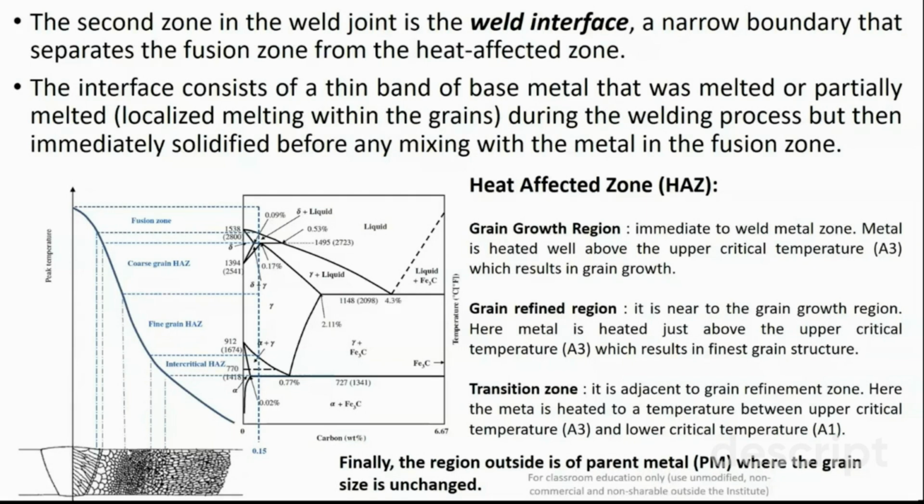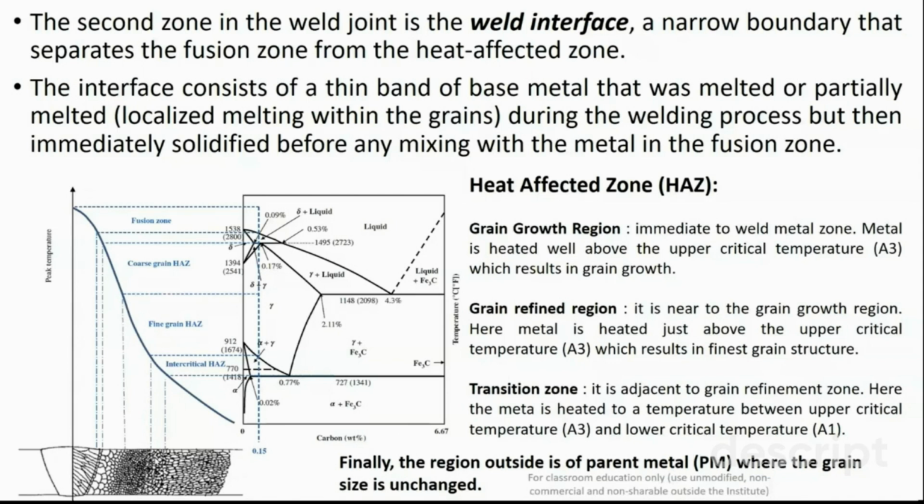Some of the base metal which is near the weld metal becomes heated, and certain microstructural changes will also be observed here. Such microstructural changes are due to the interaction of the heat with the base metal. The area where the microstructural transformation has occurred but melting has not occurred is known as the heat affected zone.